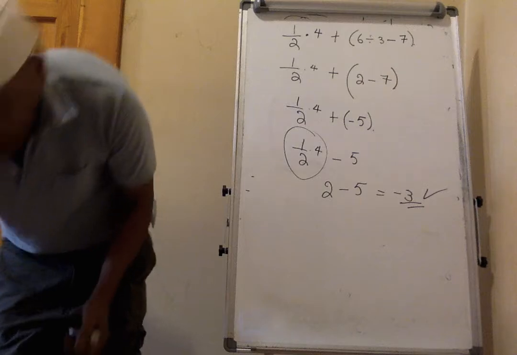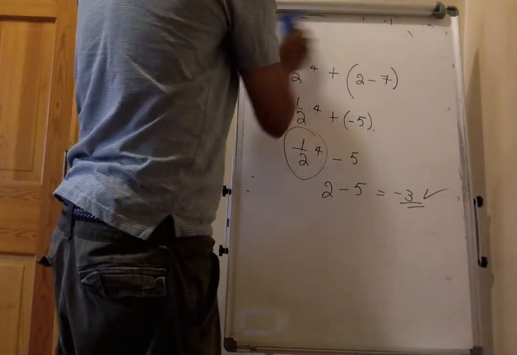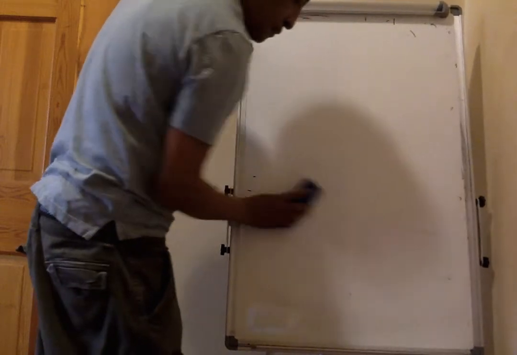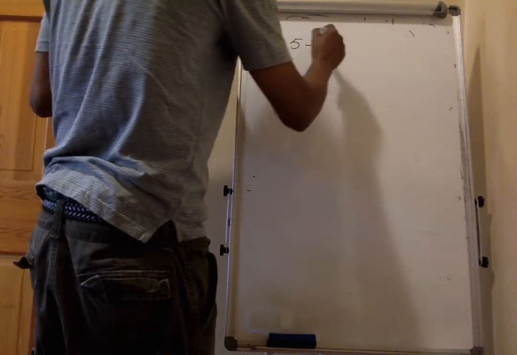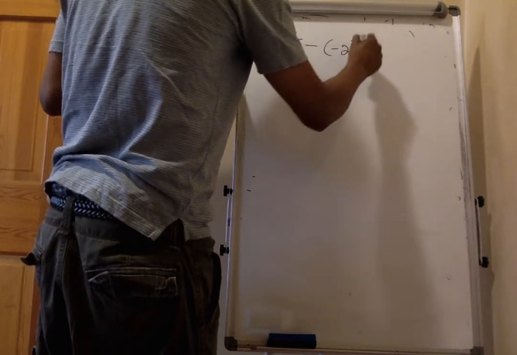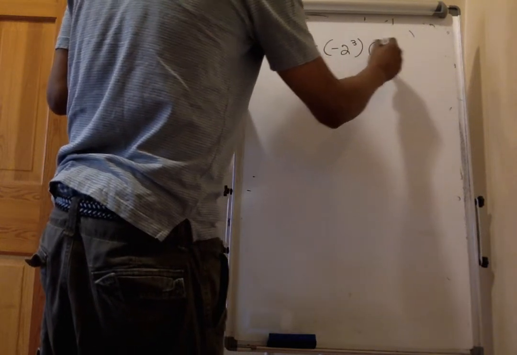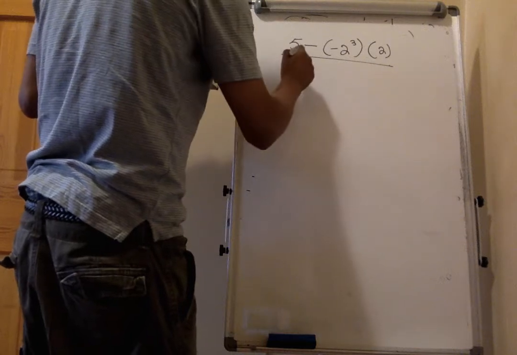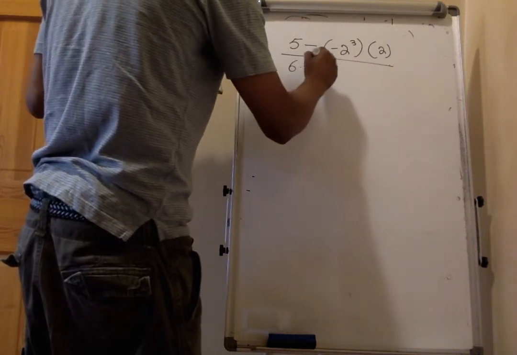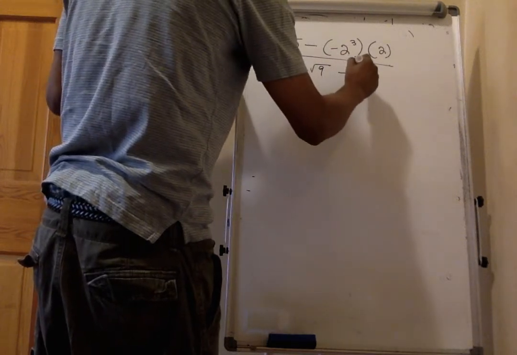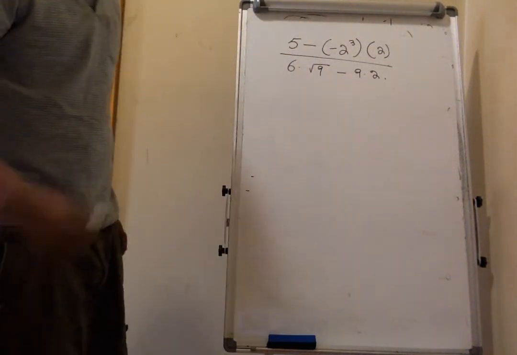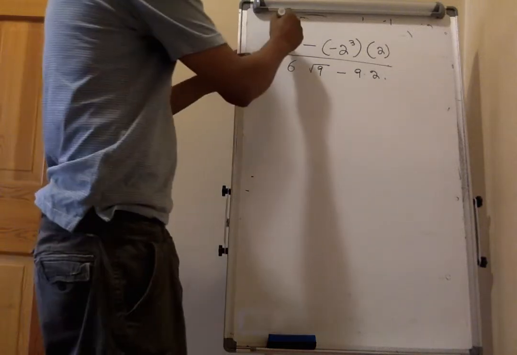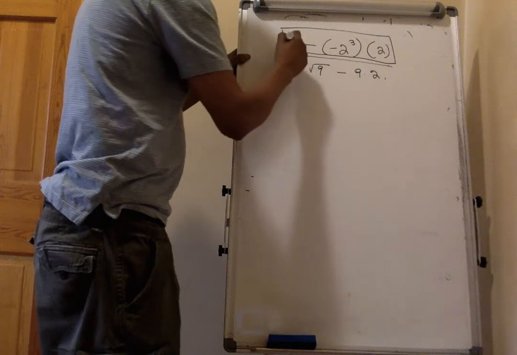Probably let me do one other. Now 5 minus negative 2 to the third times 2, over 6 times the square root of 9 minus 9 times 2. By the way, the square root also you have to treat as if it is an exponent. So you have to simplify first. But first let's try to simplify just the top. Don't worry about the bottom.